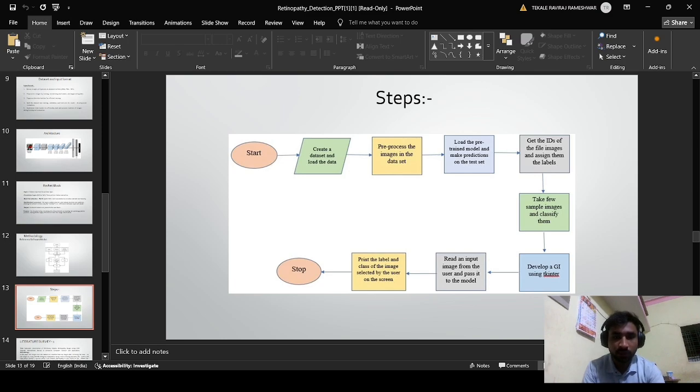In the next step, we develop a GUI using Tkinter. It is a graphical user interface created using Python. This GUI allows the user to interact with the model easily by uploading an image and viewing the prediction.